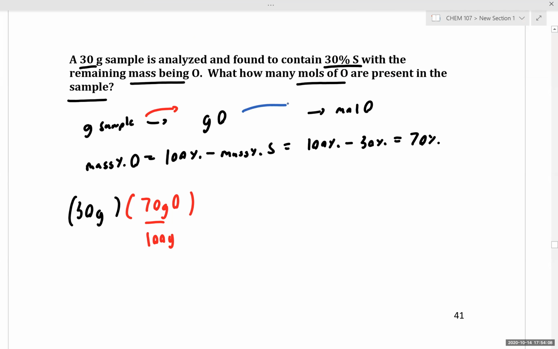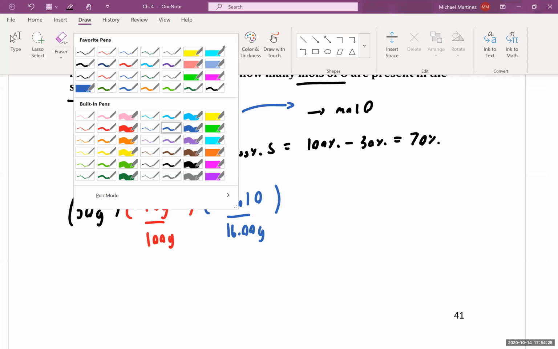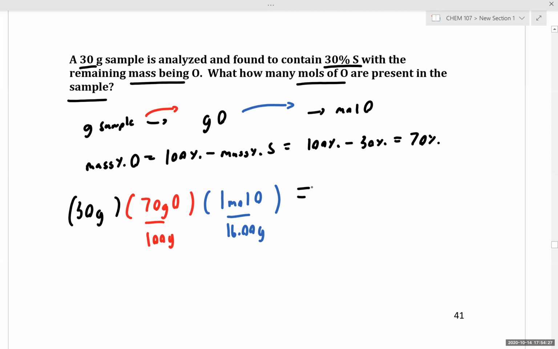Then to go from our grams of oxygen to our moles of oxygen, we use our molar mass. So we know in 1 mole of oxygen, we have 16.00 grams. Now that we have plugged in all our conversion factors, all we have to do is execute. So we take 30 times 70 over 100 divided by 16.